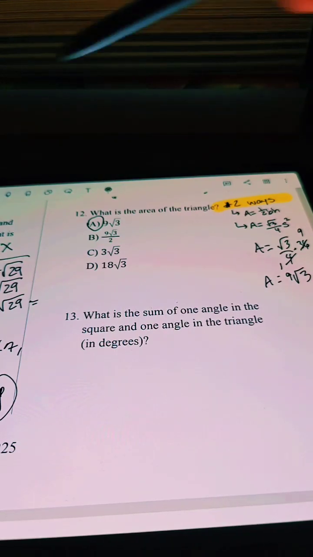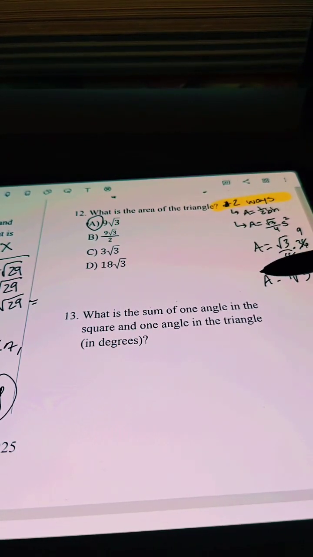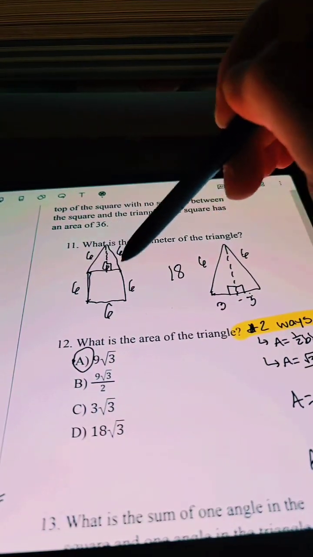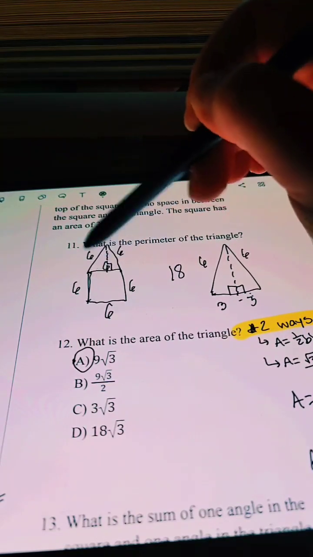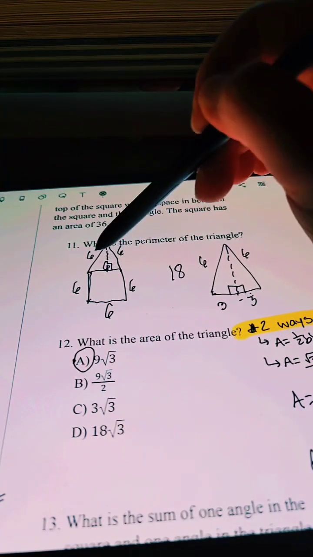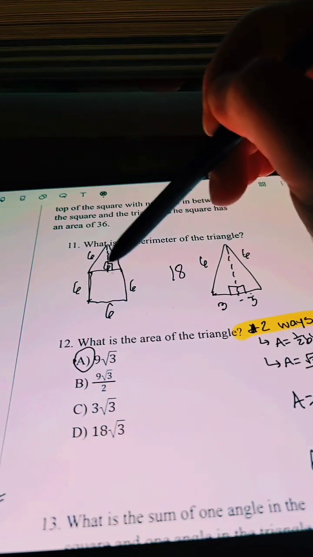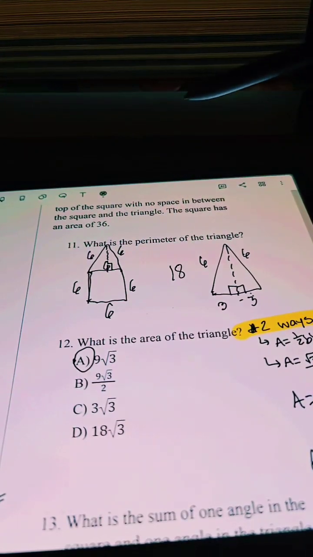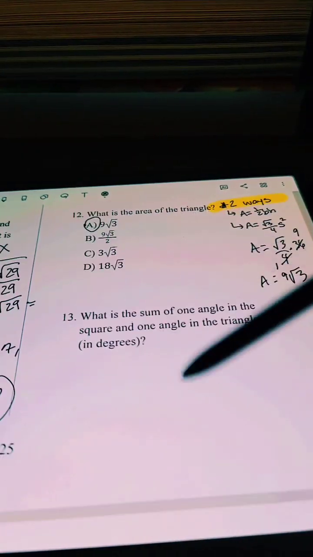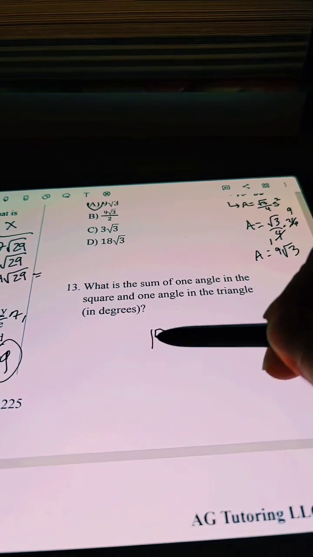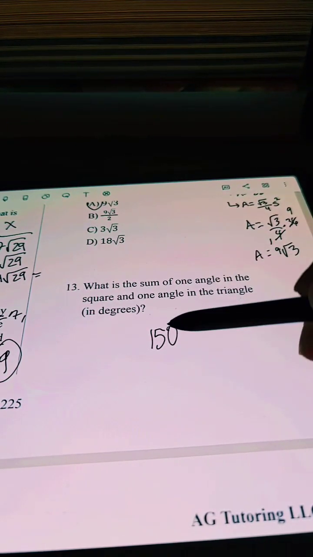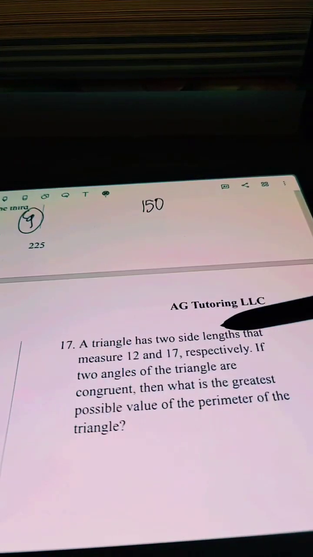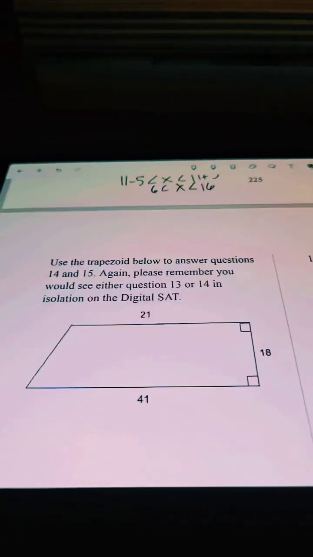So, let's go to number 13 now. What is the sum of one angle in the square and one angle in the triangle? Well, the square is easy because it's all right angles, so 90 degrees for the square. And then for the equilateral triangle, since it's equilateral, we know every one of the angles is equal. So every angle has to be 60 because 60 plus 60 plus 60 is 180. So 60 plus 90 would be 150. So that's the answer there, 150 degrees. Okay, and that was number 13.